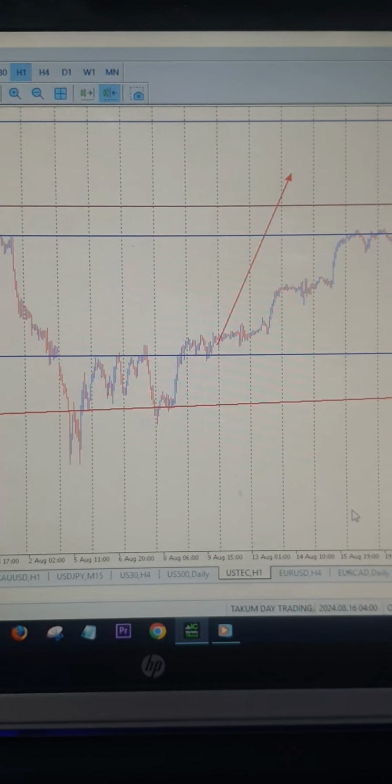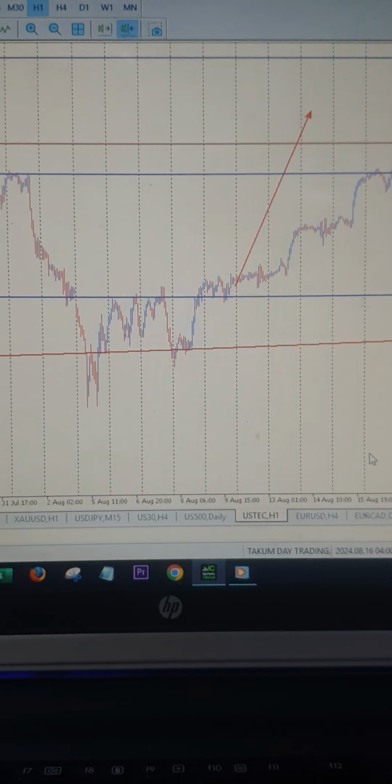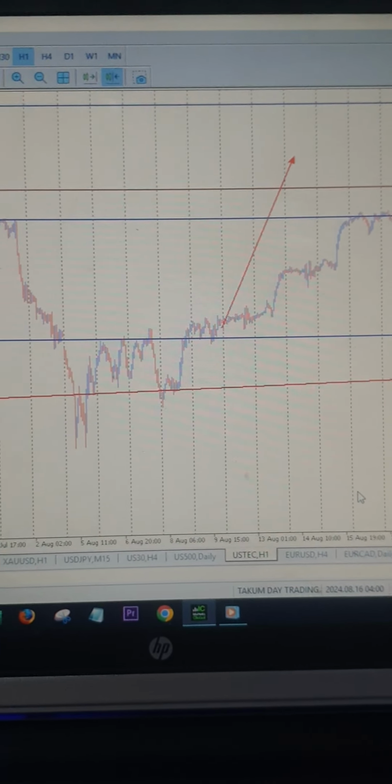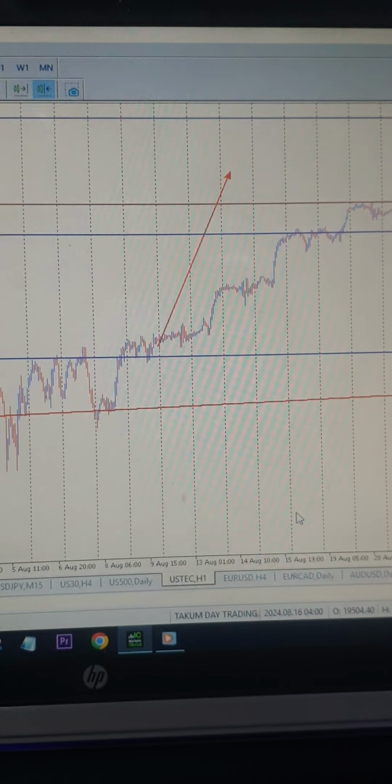I don't want to overcomplicate my understanding of trading. That's what I discovered in trading: when you want to be good, you don't complicate your strategy too much.